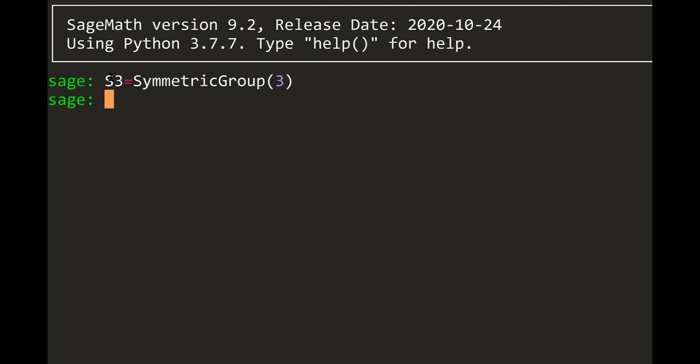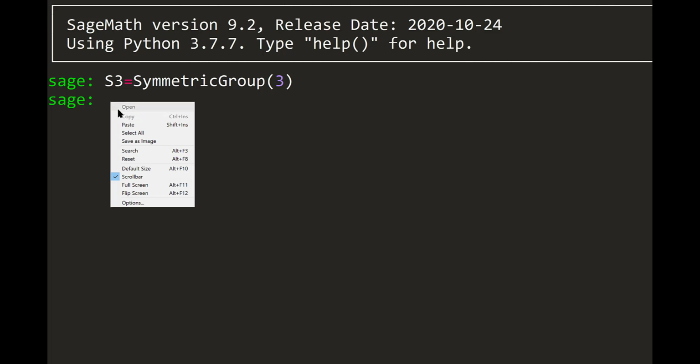Now this program, Sage Math, runs on top of Python. I don't know much programming in Python. And before that, there used to be a program called GAP. Sage runs on top of that as well.